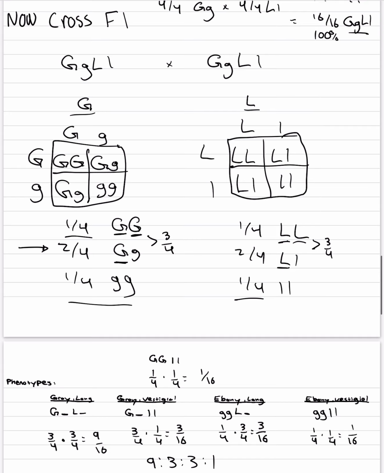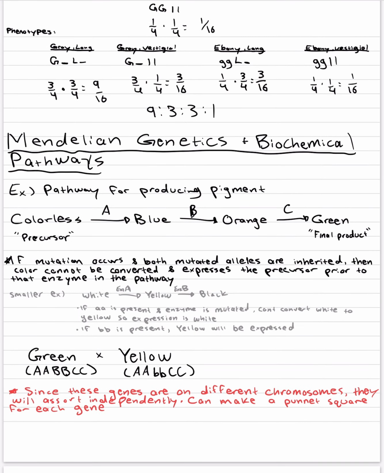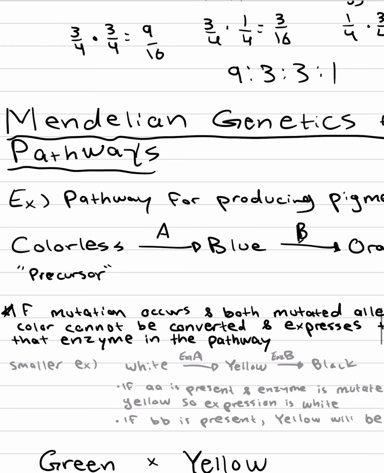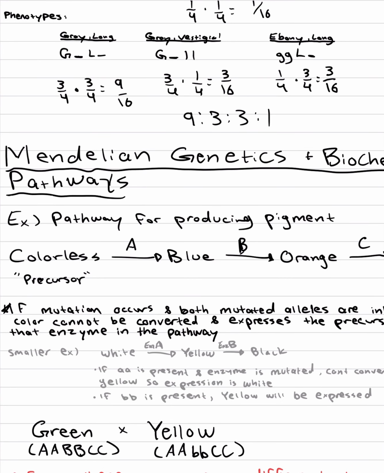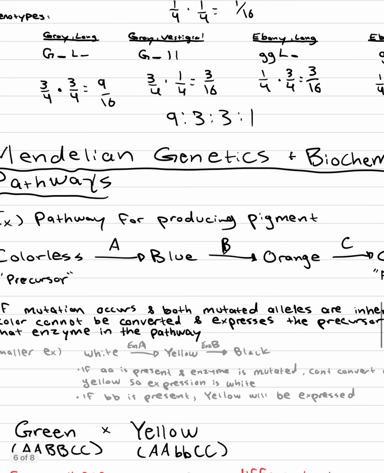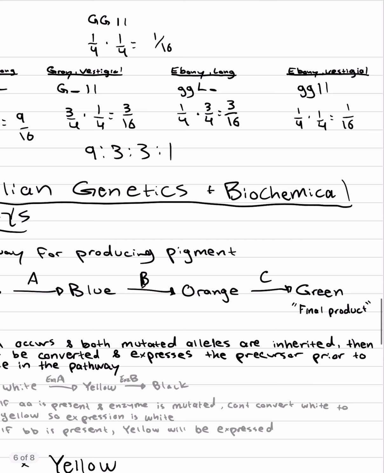Okay, on to the next portion of this, which is Mendelian genetics and biochemical pathways. So in this example, we have a pathway for producing pigment. Here we have the colorless, and that acts as the precursor molecule. Colorless is converted by enzyme A into the blue color, and enzyme B converts the blue color into orange, and enzyme C converts orange into green, which acts as the final product, and that's the final pigment that is produced, and that's what is expressed.